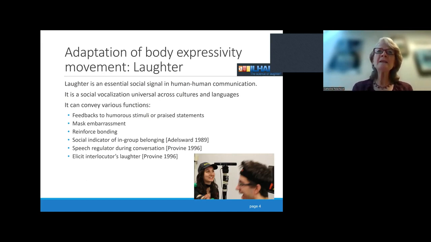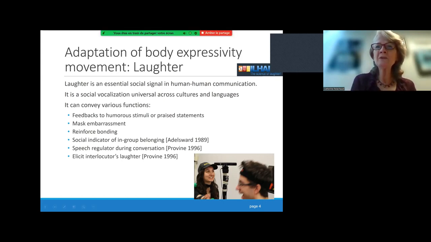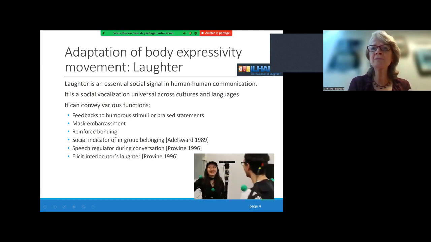It can convey many different functions, such as providing humorous feedback to hilarious stimuli or to a praise statement, but it can also be used to mask embarrassment and reinforce bonding. In multi-party interaction, it's a very strong social indicator of in-group belonging. It can also be used to elicit interlocutor laughter, and it can modulate what somebody is saying. So let me show you a short video of hilarious laughter.